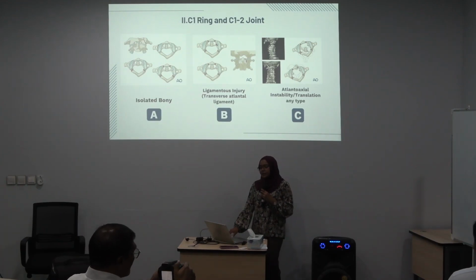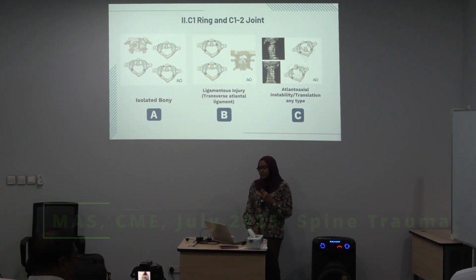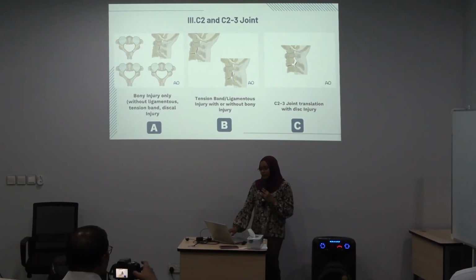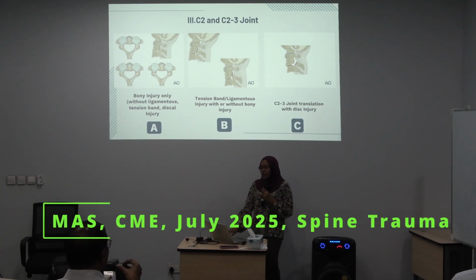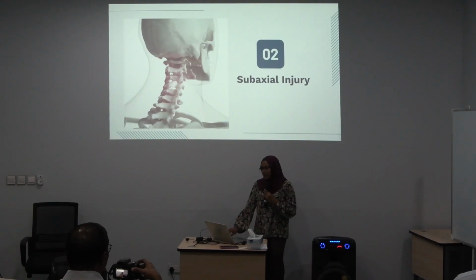C1 ring and C1-2 joint are in a similar manner: type A injuries when we see only isolated bony injuries, and type C when there is atlantoaxial instability. C2 and C2-3 joint is also similar, in which type C would be C2-3 joint translation with a disc injury.